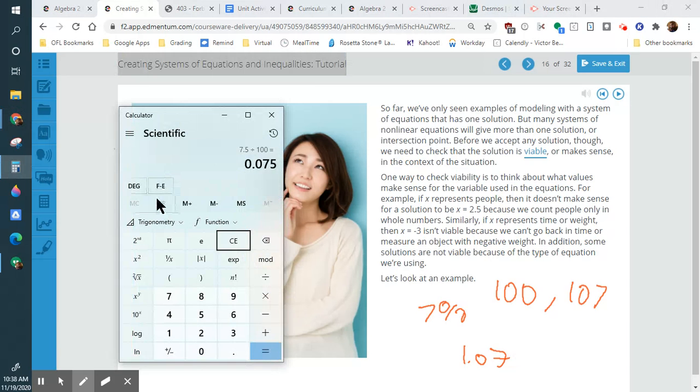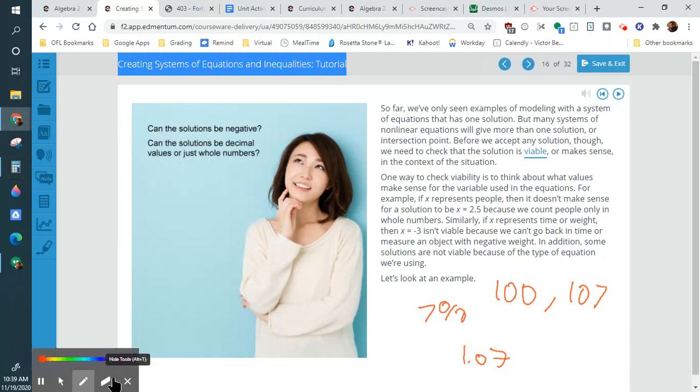The year after that, 107 times 1.07. So that works out fine the first time. But then if we do it again, can we have 0.49 of a person? We can't. So that's why this is what's known as viable. We can't have a small percentage of a person, so we're just going to have to round it up. So that's what's known as a non-viable solution.